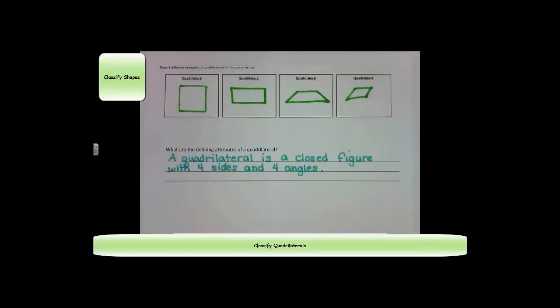Here's an example of a task that a 3rd grade student may be asked to complete in the classroom. The first part asks them to draw 4 different examples of quadrilaterals. As you can see, I drew a square, a rectangle, a trapezoid, and then I drew a different type of quadrilateral. And down here it says, what are the defining attributes of a quadrilateral? Here students need to write an explanation of what a quadrilateral is. And my response is, a quadrilateral is a closed figure with 4 sides and 4 angles.